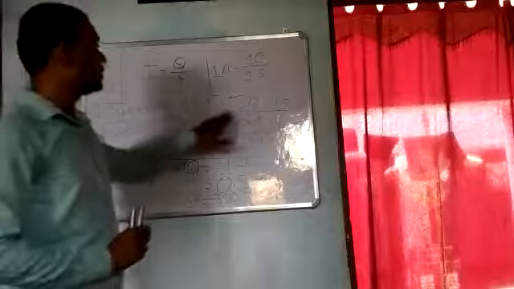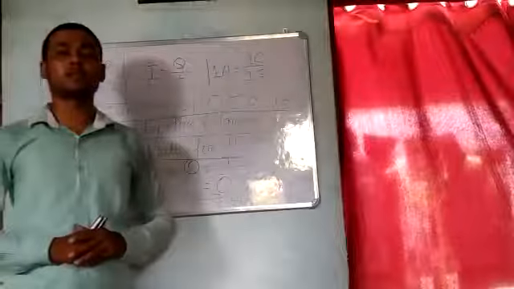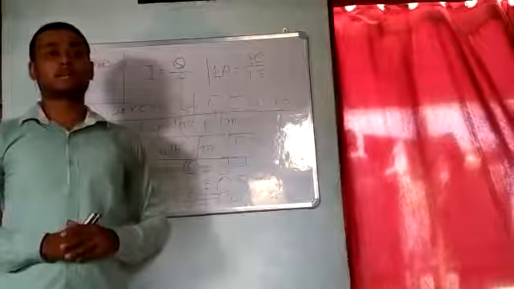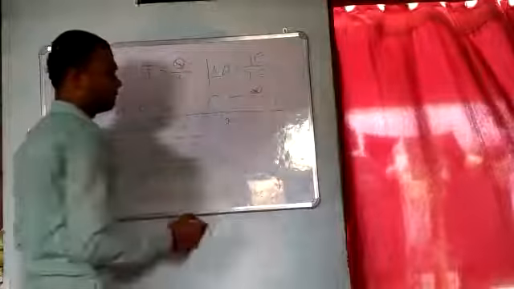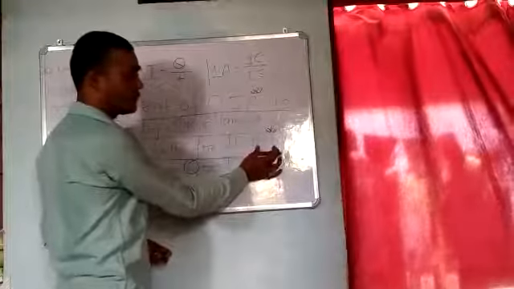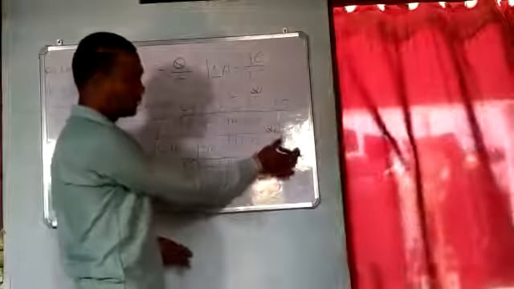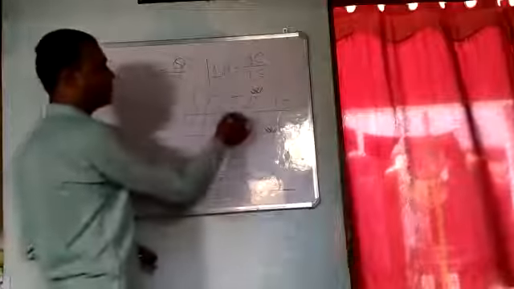A current of 0.5 ampere is drawn by the filament of an electric bulb for 10 minutes. Find out the charge flowing through the circuit. So we have to find the value of charge. The given parts are current and time. Here time is in minutes, so we have to change minutes into seconds. 10 minutes equals 600 seconds. Ampere is the SI unit of current.